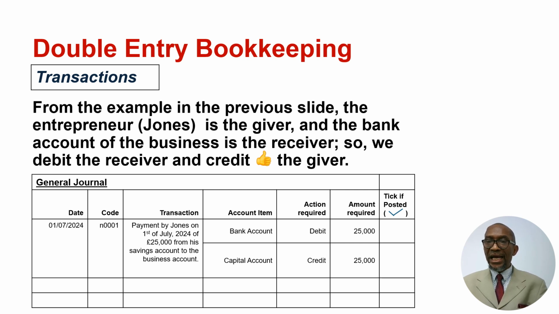So the account items relevant to this particular transaction will be 2. One of them is the bank account. I always like to start with the debit account, the receiver, and then the capital account, the giver. So we debit the bank account for receiving 25,000 from the capital account, the giver of the 25,000. So when it's posted to the general ledger, I will tick here that it's posted to make sure that every item is posted, leaving no stone unturned.